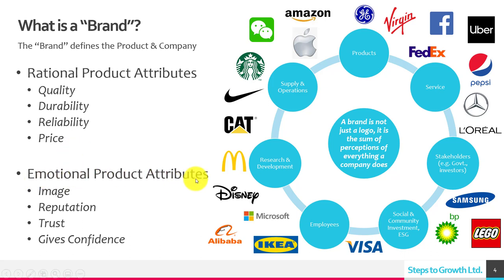Then there are emotional product attributes. What is the image of the brand? What is the reputation of the brand and the company? What trust does the brand give to you? And how much confidence does the brand give to you? These are things that are emotionally triggered. When you look at each of these brands, they will mean something to you in your head. There is a perception of each of these brands and therefore the company's products and services that these companies put into the market. And all of that together is what the brand is.